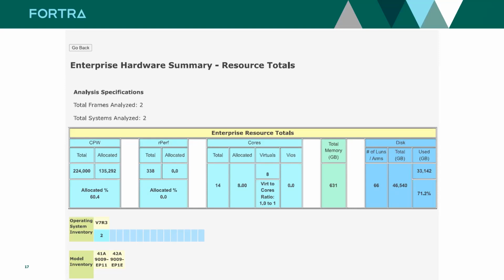How much memory is in the total enterprise? How many disks are there? How many LUNs are there? And how full is it, right? And then how many versions of the operating system?